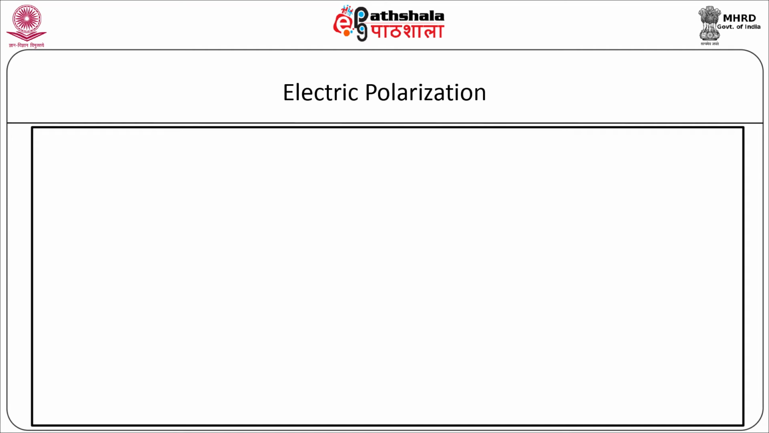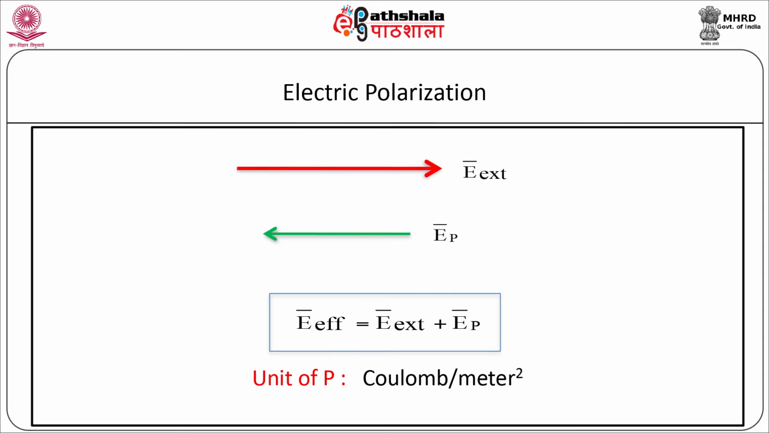The electric dipole moment per unit volume is taken to measure the average polarization. Note that the field due to polarization is always opposite to the externally applied electric field. Hence, in general, it is said that the presence of a dielectric reduces the externally applied electric field due to polarization. The vector P represents the polarization at a point and has units coulomb per square meter.